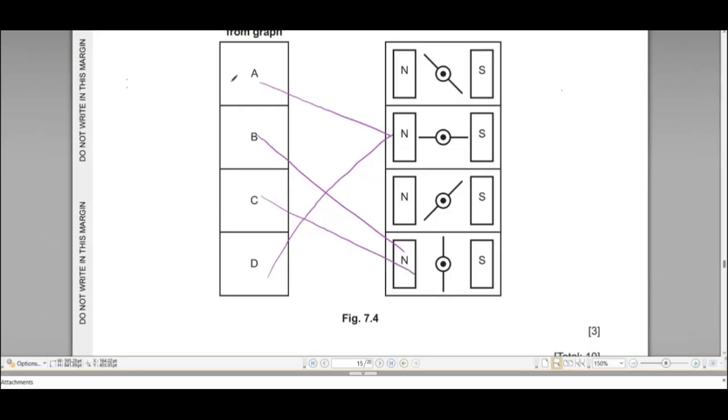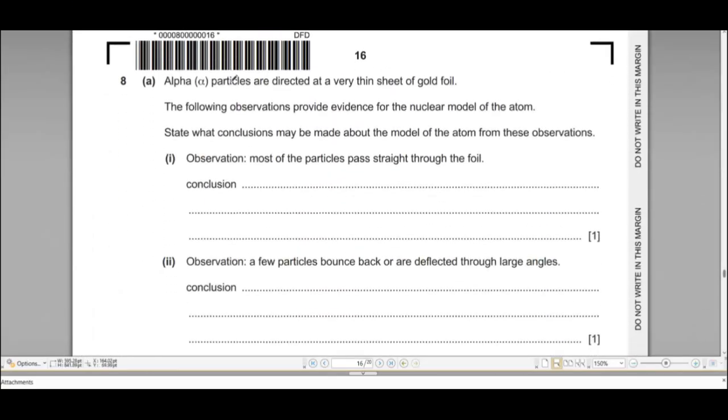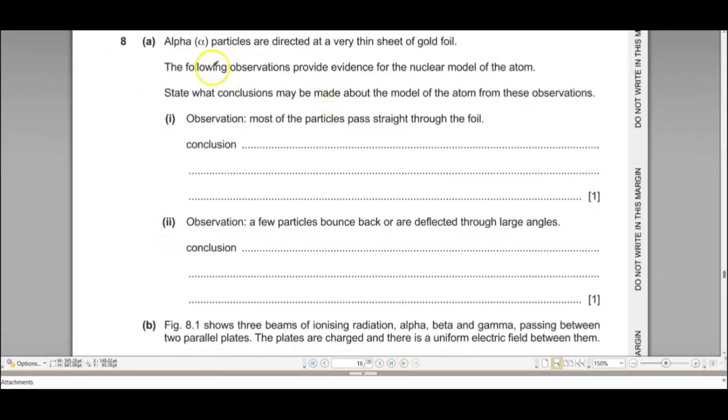Seems a little difficult, but it's actually not, if you know your concepts. Okay, question number 8, part A. Alpha particles are directed at a very thin sheet of gold foil. The following observations provide evidence for the nuclear model of the atom. State what conclusion can be made about the model of the atom from these observations.